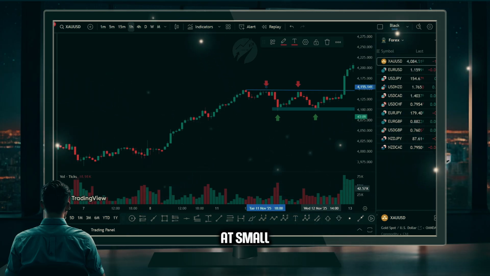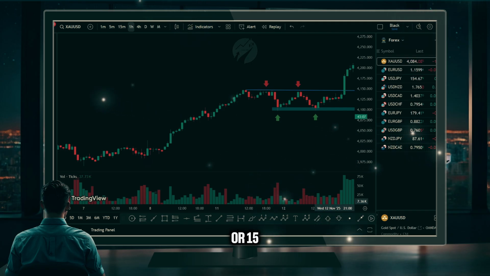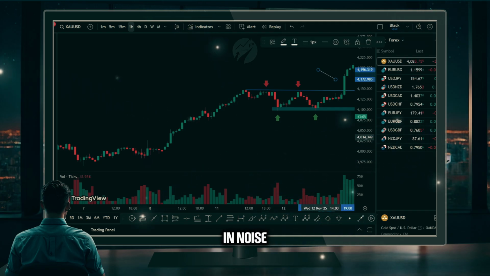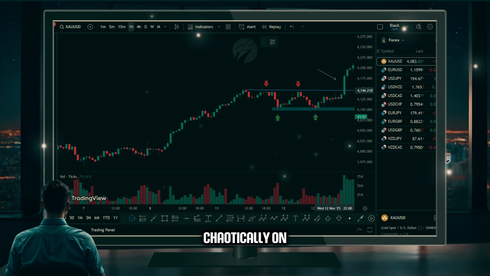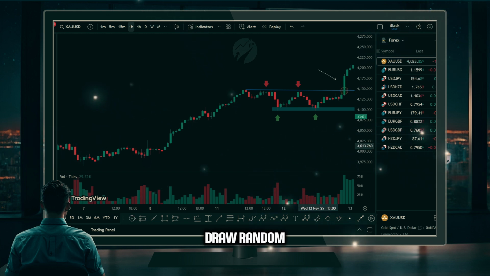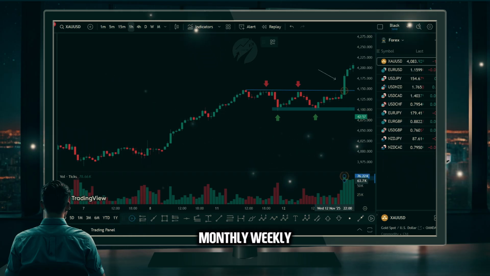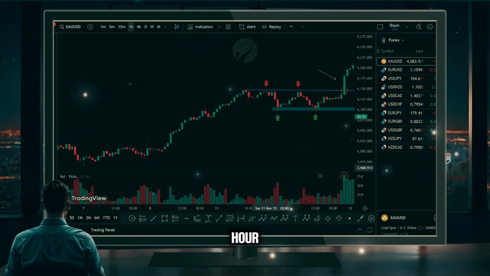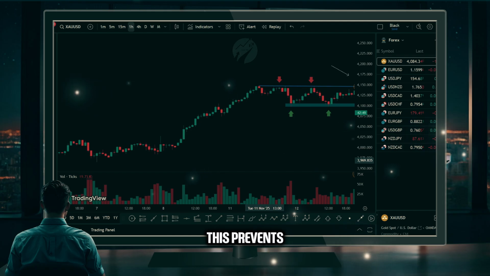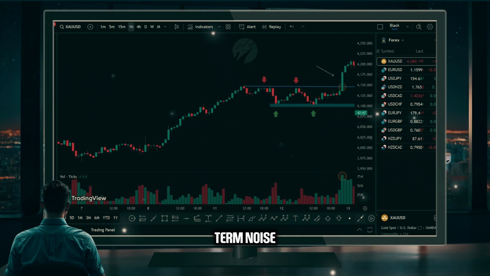If you look only at small timeframes like 5 or 15 minutes, you will get caught in noise. Price moves chaotically on small charts, making you draw random trend lines and receive false signals. I always start from monthly, weekly, daily, 4-hour, then 1 hour. The higher timeframes show the main trend. The lower timeframes show entries. This prevents me from being confused by short-term noise.